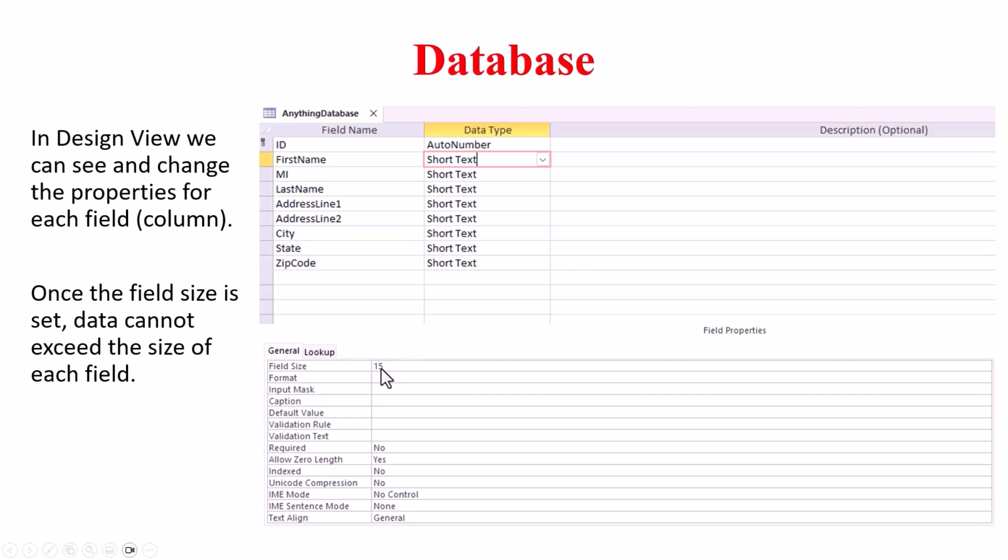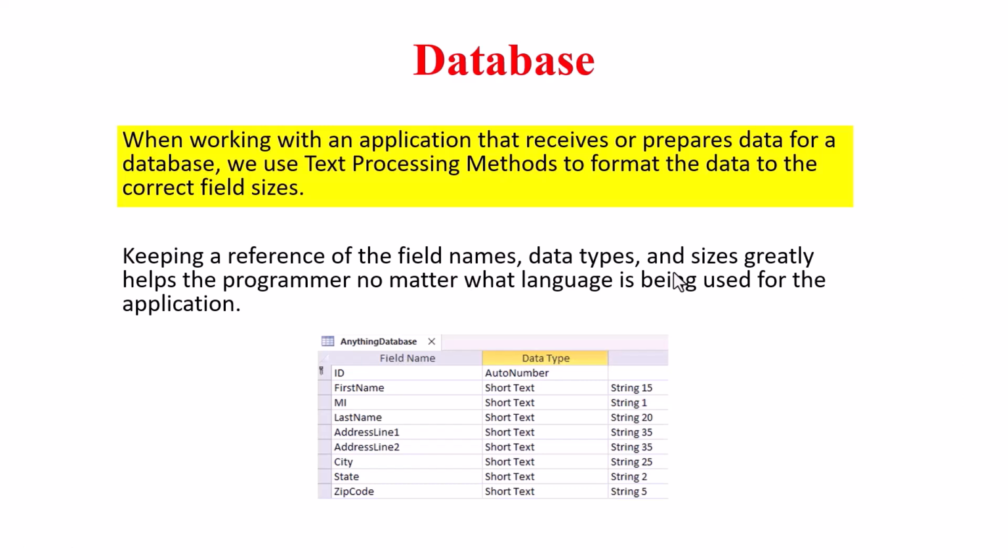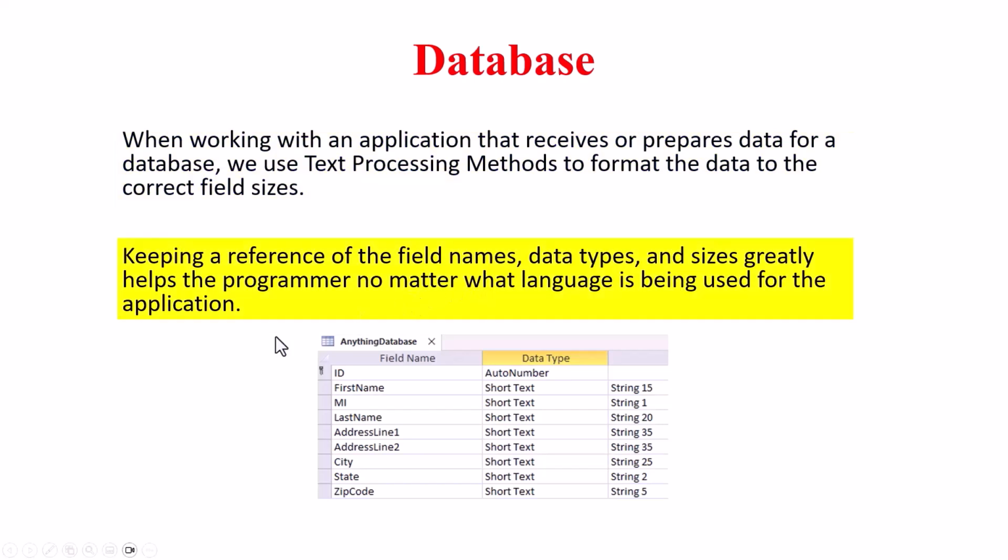The thing, though, is that you cannot exceed the size limitation of 15, which we're giving it. We can make this bigger if we wanted to, but when we set up our database, we set it up where we think it's going to work best, or the database manager sets it up where it's going to work best, and then that's what we adhere to with our programs or applications that work with the same database. When working with an application that receives or prepares data for a database, we use text processing methods to format the data to the correct sizes. Keeping a reference of the field names, data types and sizes greatly helps the programmer no matter what language is being used for the application.